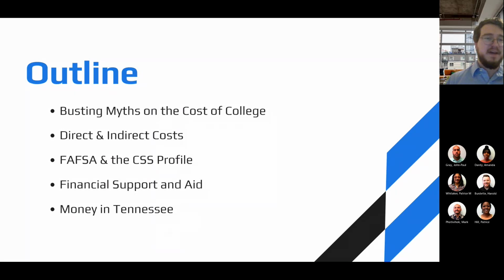Then I'll talk about the FAFSA, which is the Free Application for Federal Student Aid, and then the CSS Profile. I'll go over those a little more in depth. And then I'm going to talk about other general forms of financial support and aid, and then specifically aid available to students in the state of Tennessee and the various requirements for that.